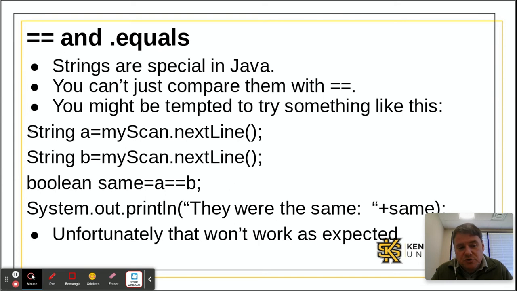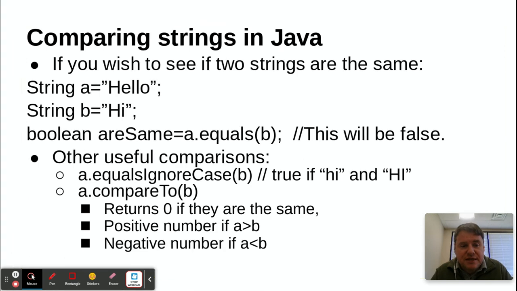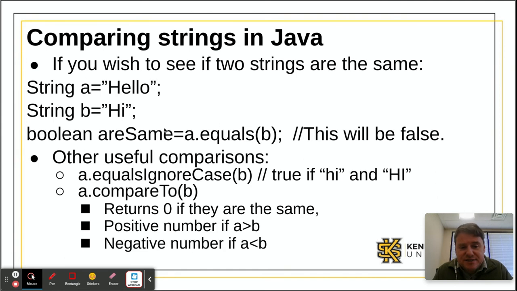So what we're going to do here is read in a line of text from the user using our read statement with a scanner. We're going to say string A is equal to my scan next line, and then string B is equal to my scan next line. So that's going to read in two separate lines from the user, store one of them in A, and store the other one in B. And then I'm going to check to see if the two of those are the same. And normally you would think that you would do something like this, but that's not going to work. So what you instead need to do is say boolean are the same is equal to a dot equals b.